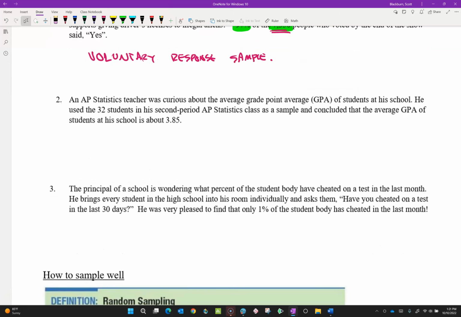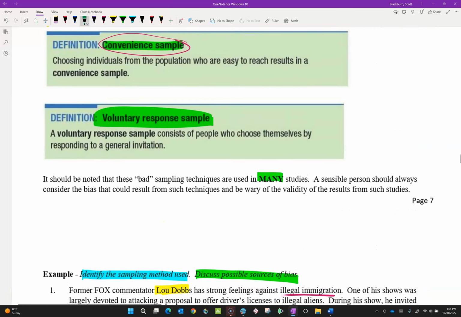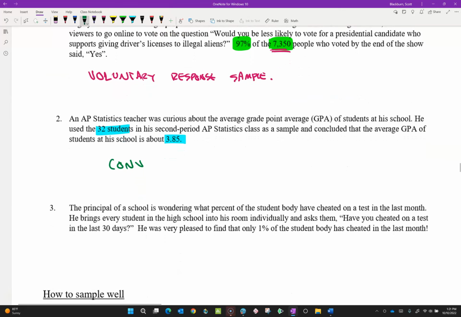An AP Stats teacher was curious about the average GPA of students at his school, so he used the 32 students in his class as a sample and concluded that the average GPA was about 3.85. So this is a convenience sample. Gosh, I'm terrible at spelling. Convenience sample.